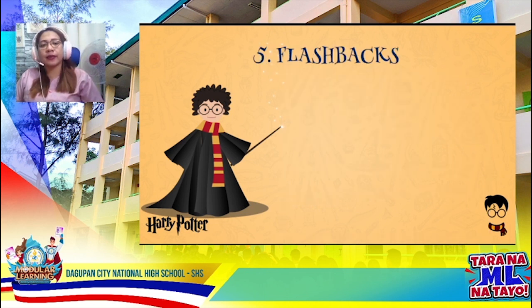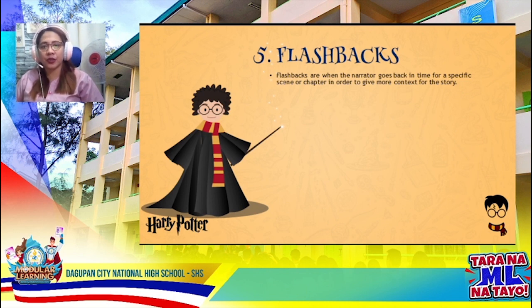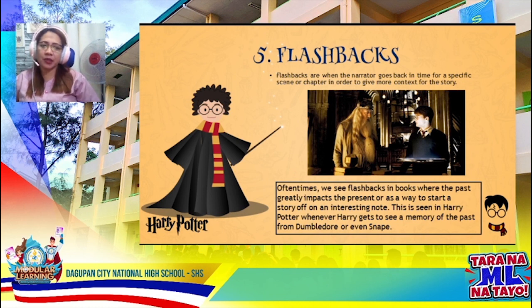Next we have flashbacks. When you say flashbacks, these are when the narrator goes back in time for a specific scene or chapter in order to give more context for the story. So the character may travel from present to past. It's like giving the side story of the character by looking back on what happened in the past. For example, oftentimes we see flashbacks in books where the past greatly impacts the present, or as a way to start a story on an interesting note. This is seen in Harry Potter whenever Harry gets to see a memory of the past from Dumbledore or even Snape. In Harry Potter and the Chamber of Secrets, Harry learned the backstory of Tom Riddle, aka Lord Voldemort, through flashbacks.